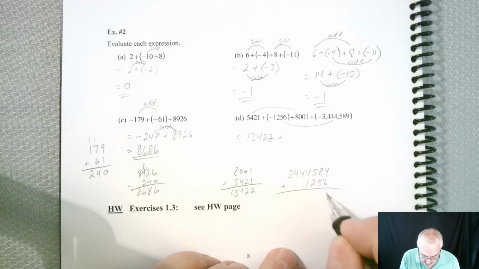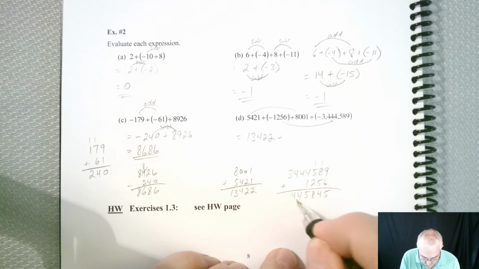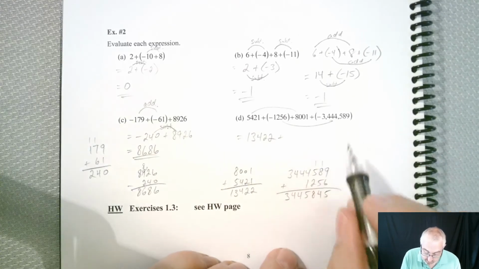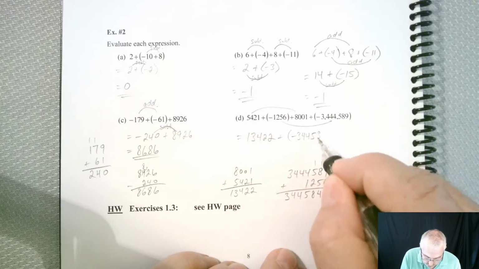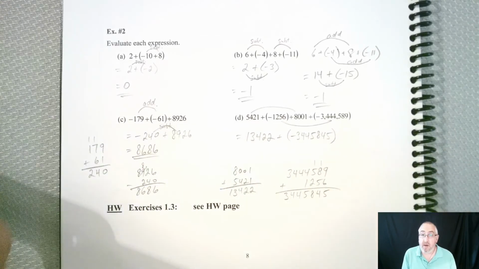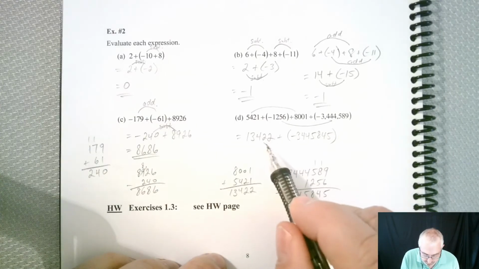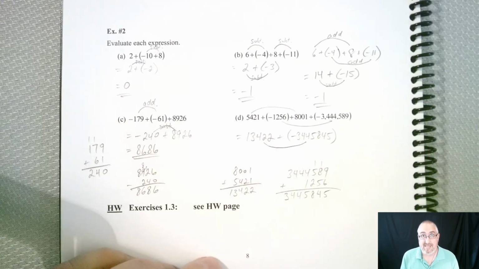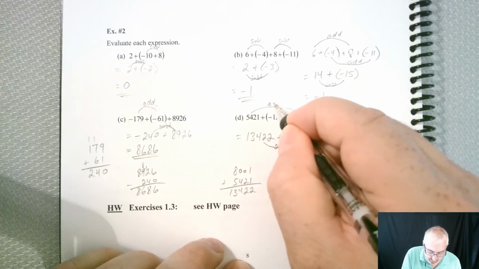All right, so 9 and 6 is 15, carry a 1. 9 and 5 is 14, carry a 1. 6 and 2 is 8. 5, 4, 4, 3. And it should be negative. All right, so there's the first step, which is basically 2 steps. So we got it broken down a little bit more, and now the last step is to combine those 2. They're different signs, so we got to subtract them. And I forgot to write in, we want to add.